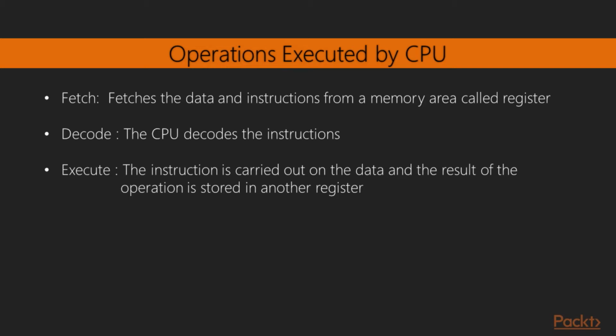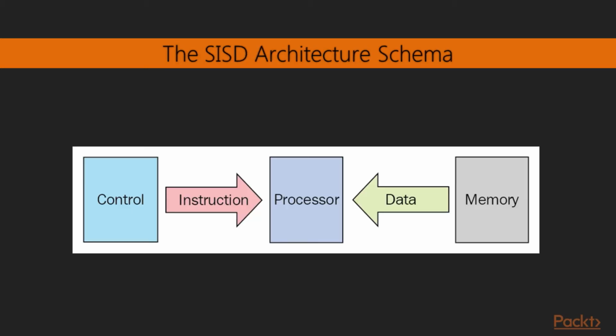2. Decode. The CPU decodes the instructions. 3. Execute. The instruction is carried out on the data. The result of the operation is stored in another register. Once the execution stage is complete, the CPU sets itself to begin another CPU cycle. This is how the SISD architecture schema works. The algorithms that run on these types of computers are sequential, or serial, since they do not contain any parallelism.